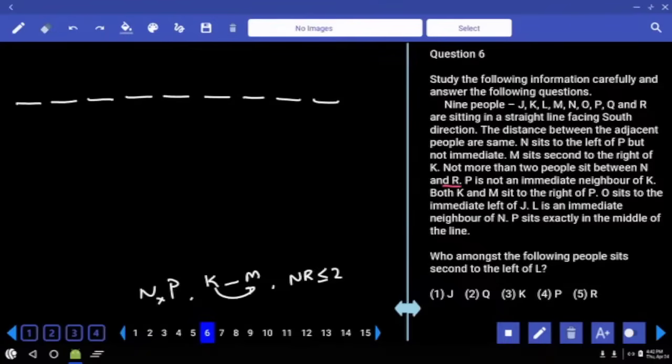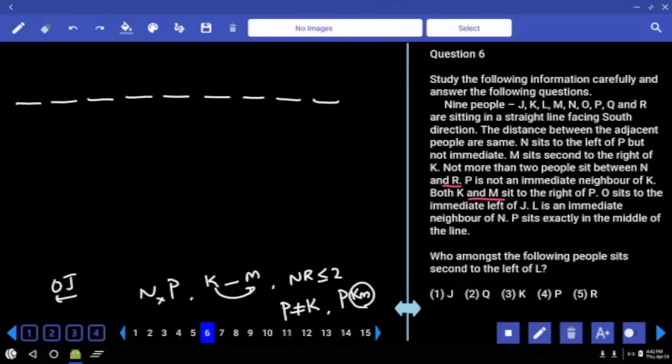P is not an immediate neighbor of K. Now P and K are not adjacent to each other. And both K and M sit to the right of P. Who are those 2 people? K and M. Both K and M are to the right of P. O sits to the immediate left of J, O and J.